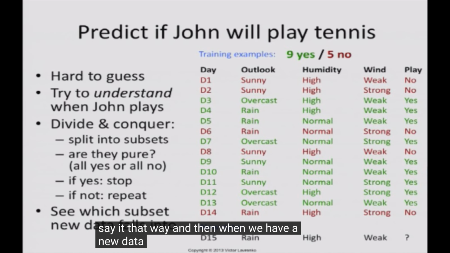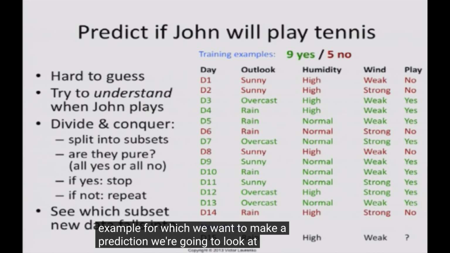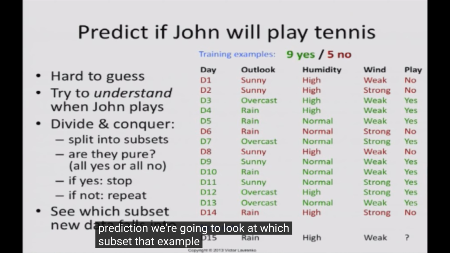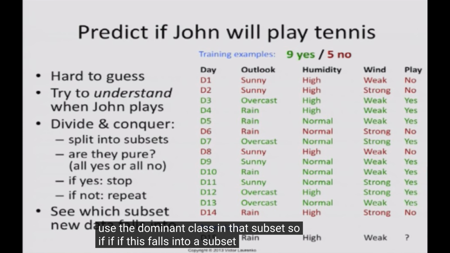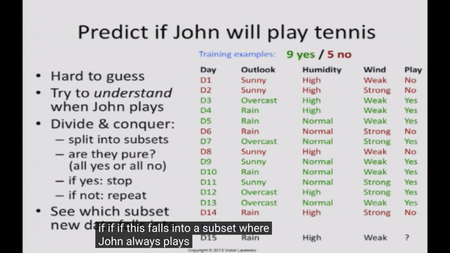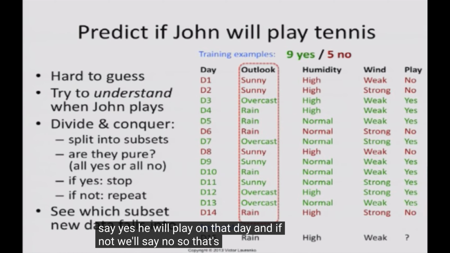When we have a testing example for which we want to make a prediction, we look at which subset that example falls into and then use the dominant class in that subset. If it falls into a subset where John always plays, we say yes, he will play on that day. If not, we say no. So that's at a high level.